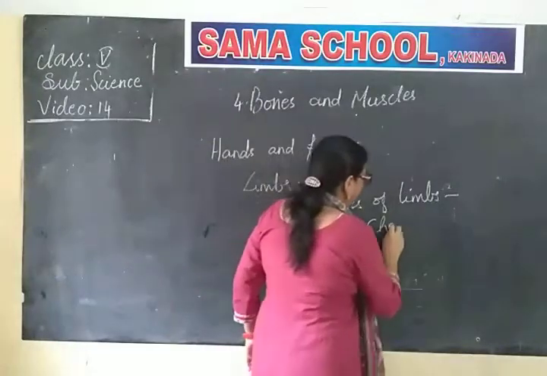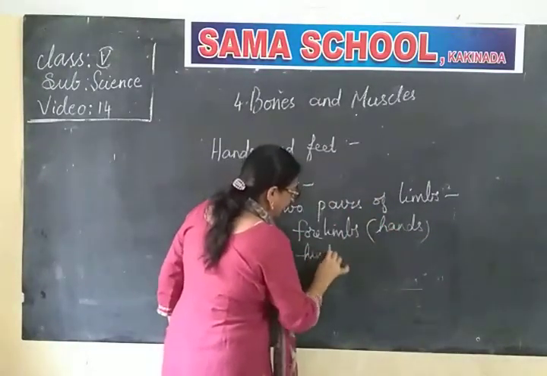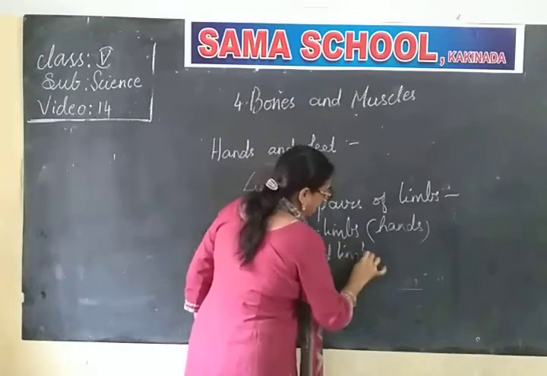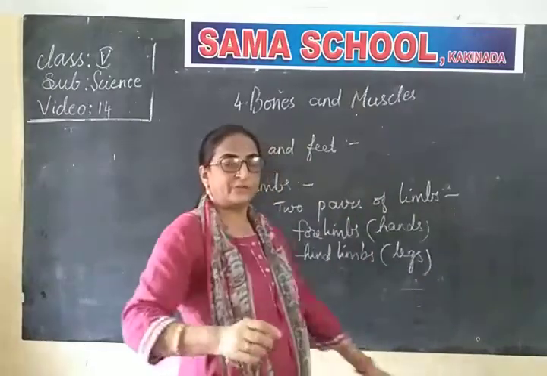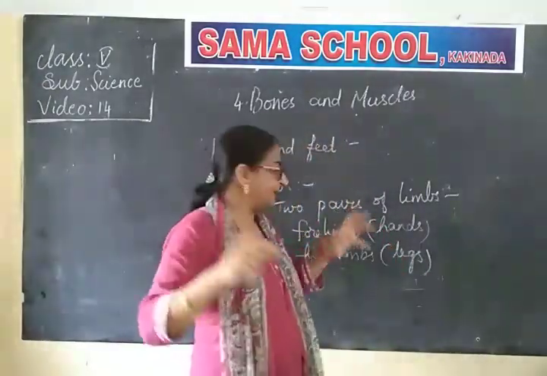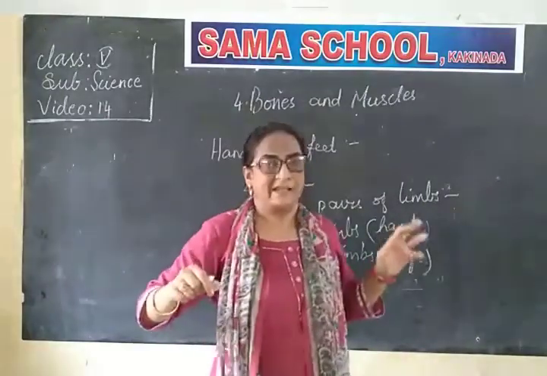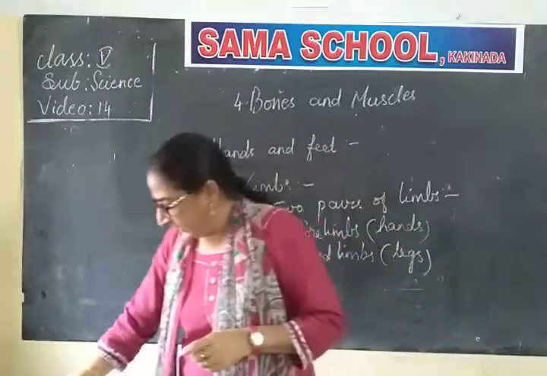Those are fore limbs, hands. And hind limbs. Hind limbs are legs. So in this way our body has 2 pairs of limbs. The fore limbs are hands and the hind limbs are legs.